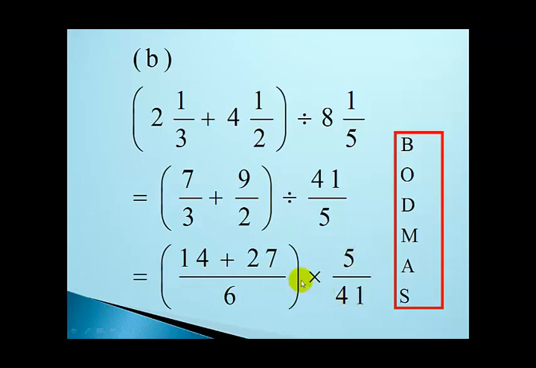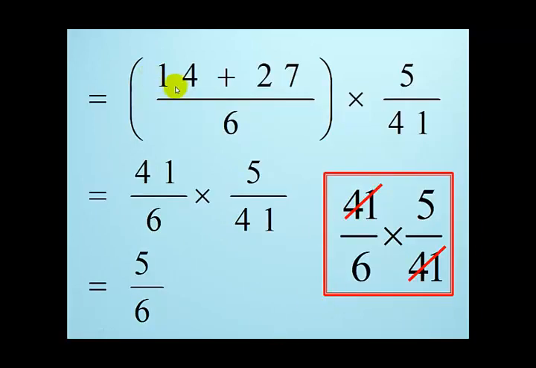Now when we add 14 to 27, the result is 41. So we have 41 over 6 times 5 over 41.